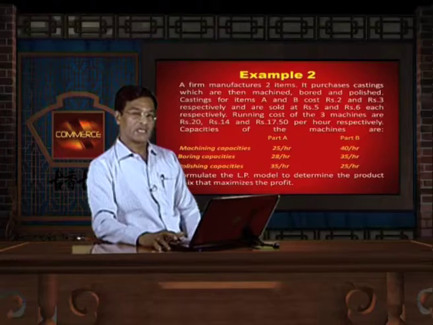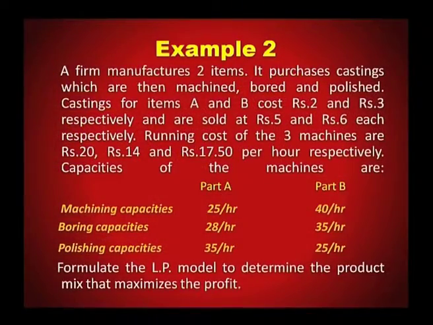Now, we discuss example 2. It is like this: a firm manufactures 2 items. It purchases castings which are then machined, bored and polished. Castings for items A and B cost Rs 2 and Rs 3 respectively and are sold at Rs 5 and Rs 6 each respectively. Running costs of the 3 machines are Rs 20, Rs 14 and Rs 17.5 per hour respectively.